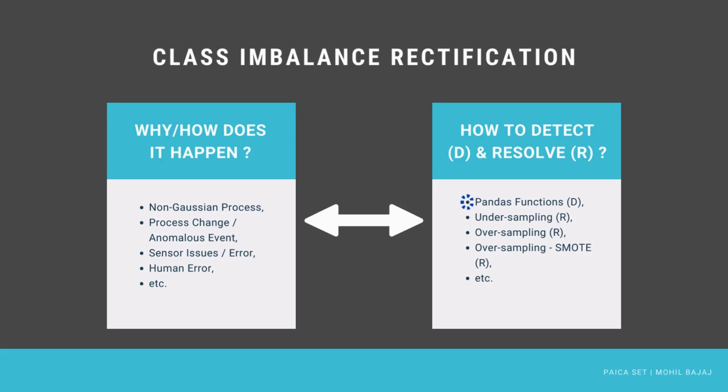Fortunately, detecting class imbalance often involves a simple exploratory data analysis. You can check the count of instances per class, again using the pandas library. If one class significantly outnumbers another, you've got an imbalance. Let's talk about solutions now. There are a few ways to rectify this imbalance.